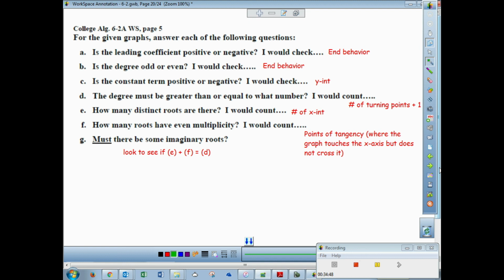Instead of writing all that stuff down, look to see if part E, the distinct roots, plus part F, the multiplicity, equals the degree of this thing. So just to make it short, because you'll have this in front of you, you look to see if E plus F equals D. The number of distinct roots plus the multiplicity equals your degree. If they're equal, then there's no imaginary roots. If they're not equal, then there's got to be imaginary roots.